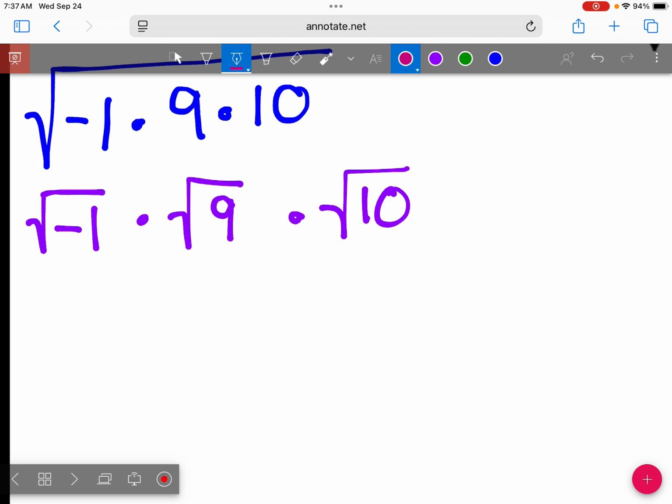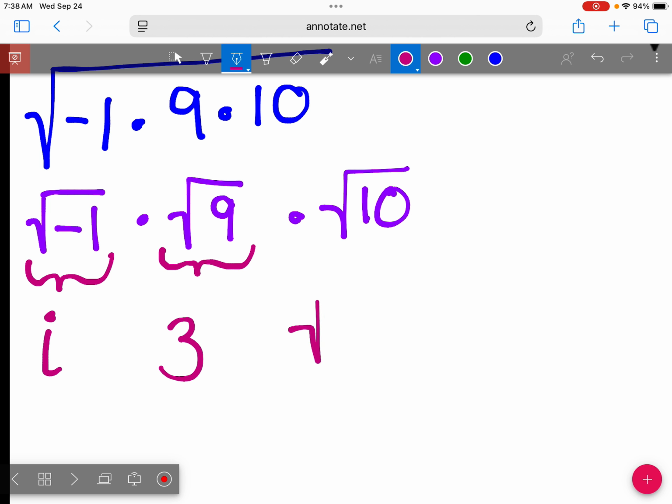Well, our square root of negative 1, that's our i. The imaginary number, the made-up thing to fix the frustration of not being able to finish the problem. Square root of 9 is what? 3. And can we simplify square root of 10? No. We would need 10 to be divisible by another perfect square to be able to simplify it any further.